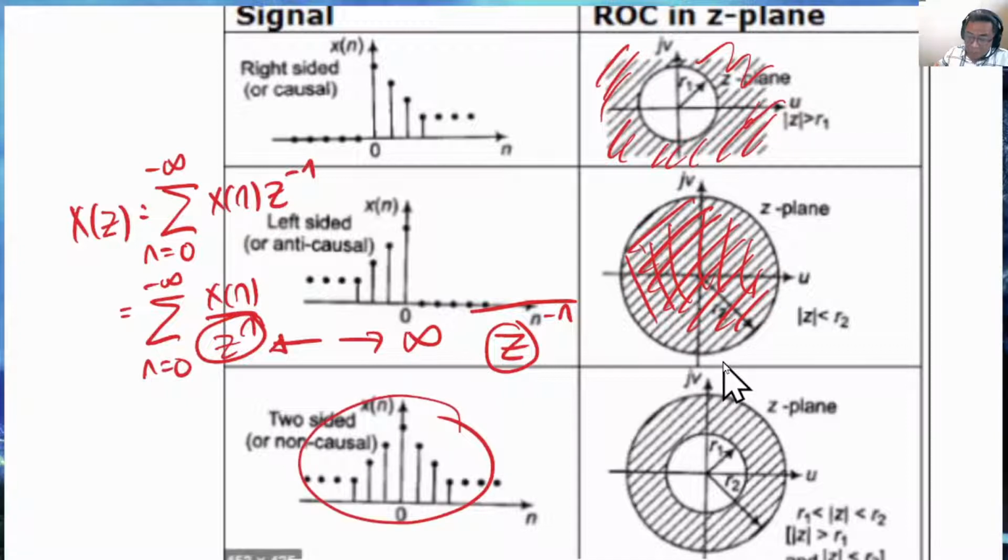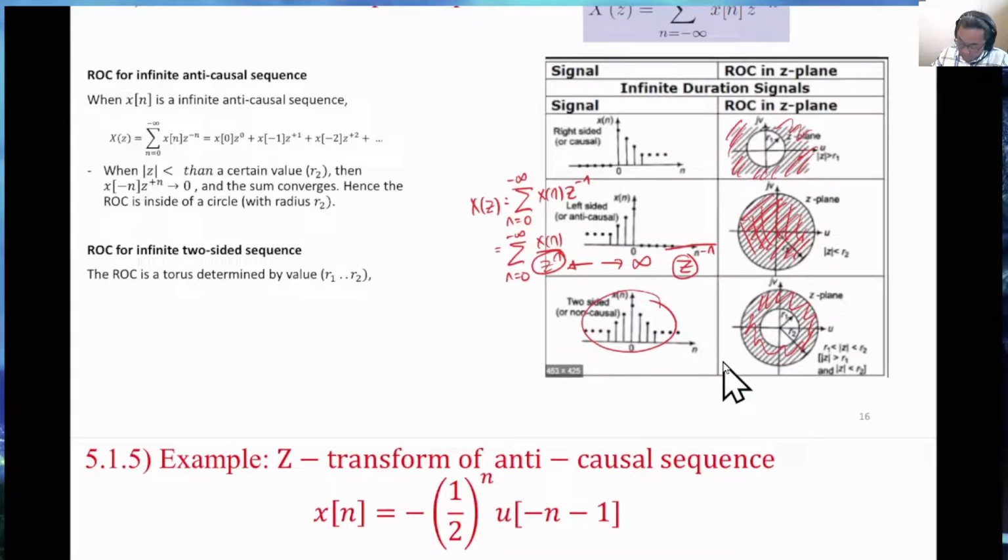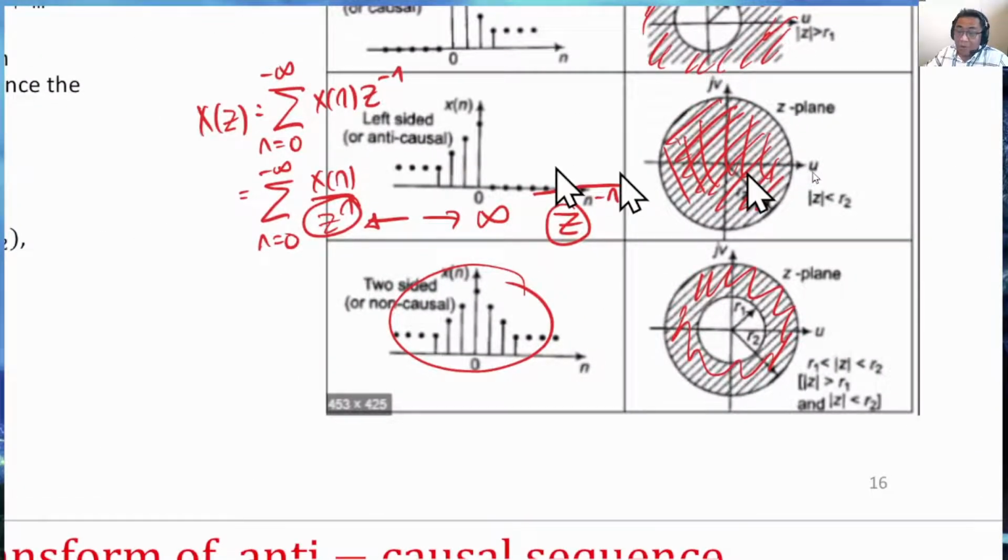So to conclude, if we have a two-sided sequence, one that extends from negative infinity to infinity, then this condition may happen. That means we have a ring like this. However, please be careful. It is possible that this ring does not exist, that there are no shaded regions representing a region of convergence. When that happens, we can say that this signal is not Z-transformable, does not exist.